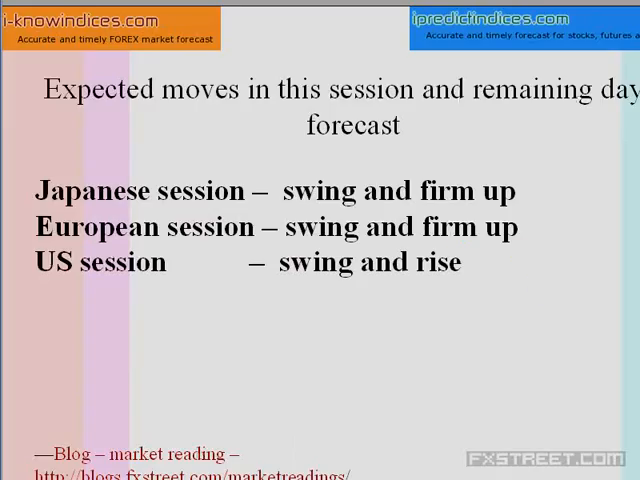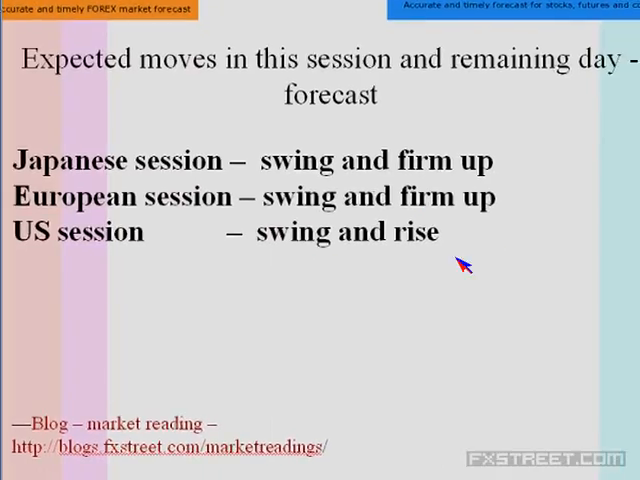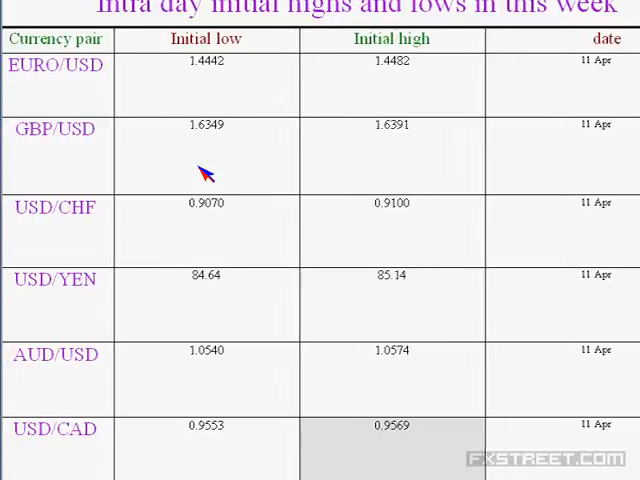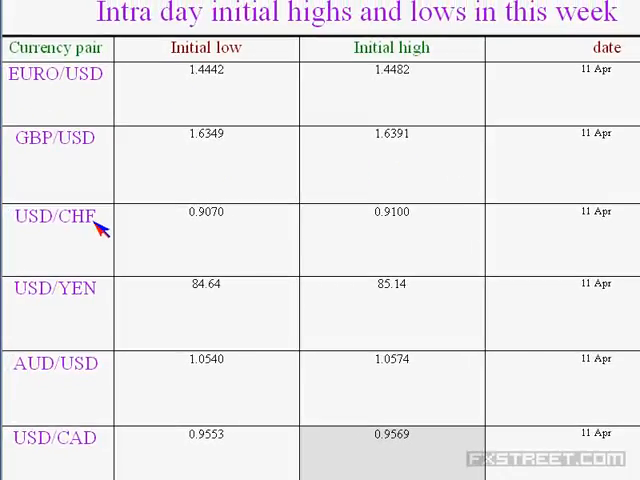Swing and firm up, swing and firm up, and swing and rise moves are expected during the three sessions of the day. Only in the case of commodity pairs do they breach the high and breach the low. Just watch. Towards the close of the Japanese session, they could breach the low and the high in the case of Euro and GBP. And probably during the European session, they could swing and firm up. In the US session only, you will come across a good rise.